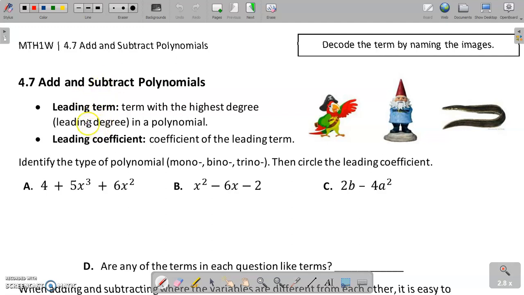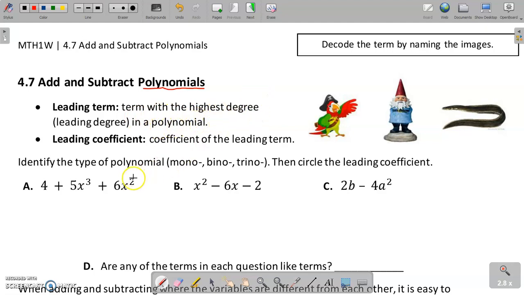So anytime you have a polynomial, and as a reminder, a polynomial is an expression with more than one term. A term can consist of a coefficient and a variable, or more than one variable combination. A leading term is a term with the highest degree in a polynomial.